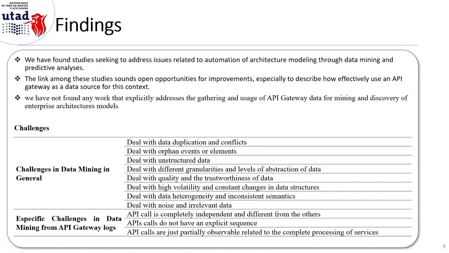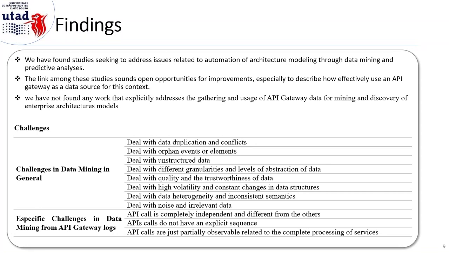Some important findings: we have found some studies seeking to address issues related to automation of architectural modeling through data mining and predictive analysis. The link among these studies found open opportunities for improvements, especially to describe how to effectively use an API gateway as a data source for automatic architectural modeling. Although some authors cite the API gateway as a possible data source, we have not found any work that explicitly addresses the usage of the API gateway data for mining and discovery of the enterprise architecture models.